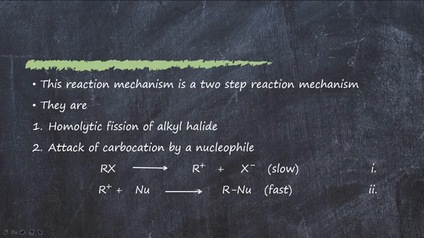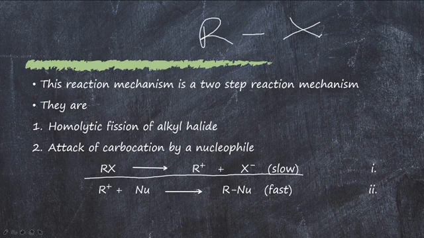Now, I said the first step; that is what I'm going to be indicating now. This is the first step, the RX, the homolytic fission of the alkyl halide. Now, we all know that this alkyl halide bond is a polar bond. Yeah, it's polar, but because of this R group, we cannot actually determine whether it's polar or non-polar. But let's just assume it's polar.